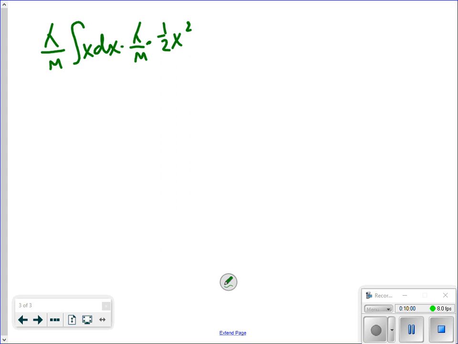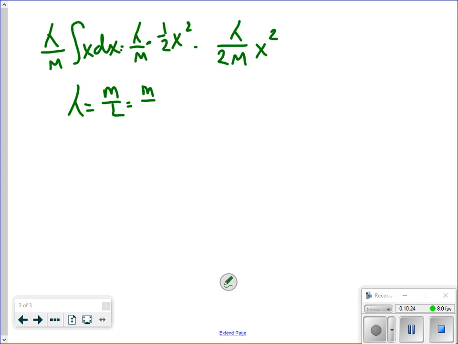So I'm going to get lambda over 2m x squared, which looks like gobbledygook, right? But remember, we have a value for lambda from before. Lambda is m over L. We know that L is x.